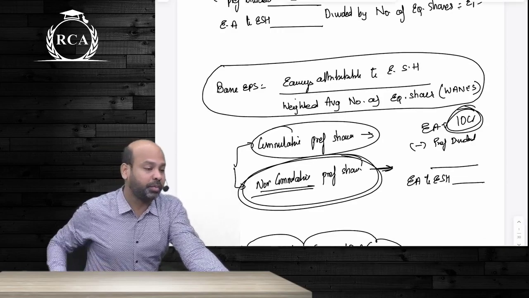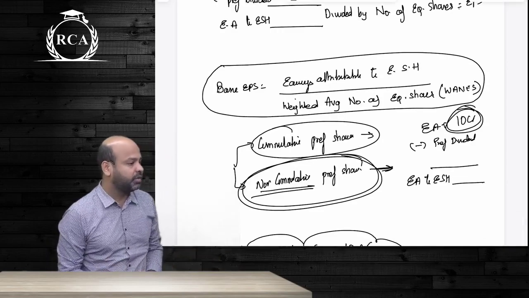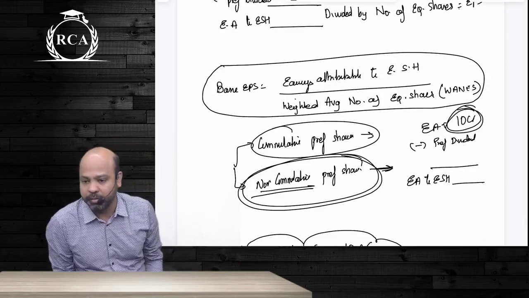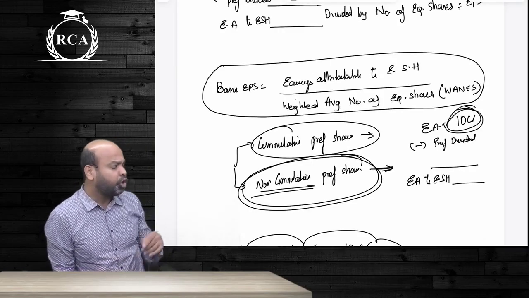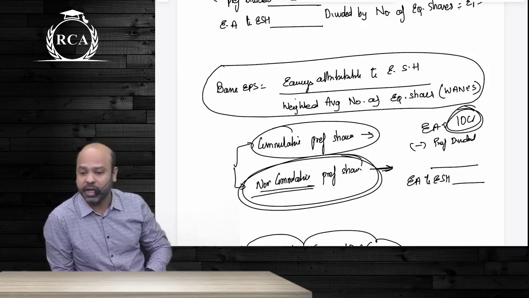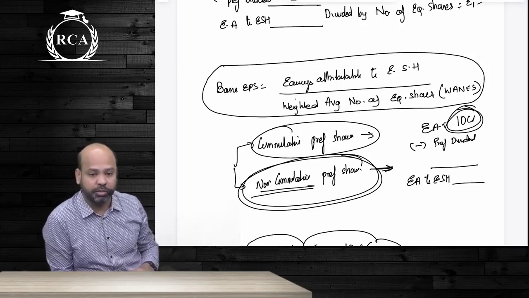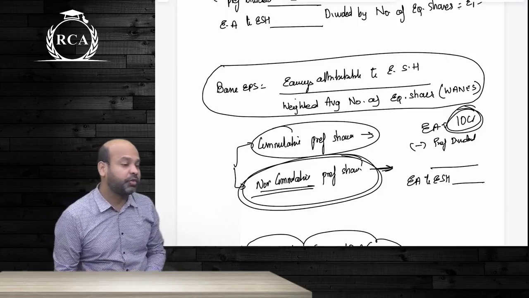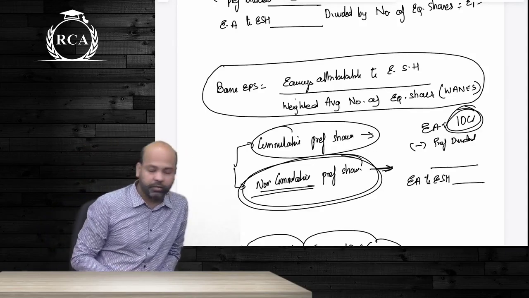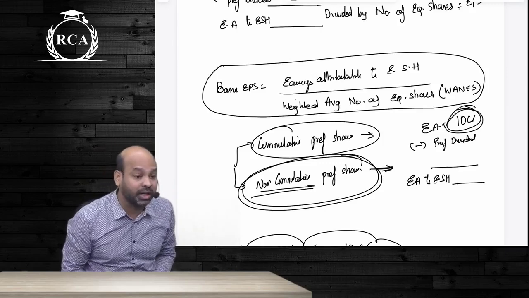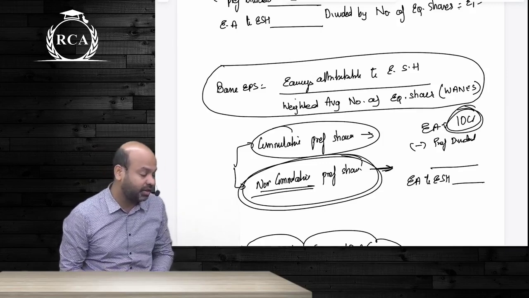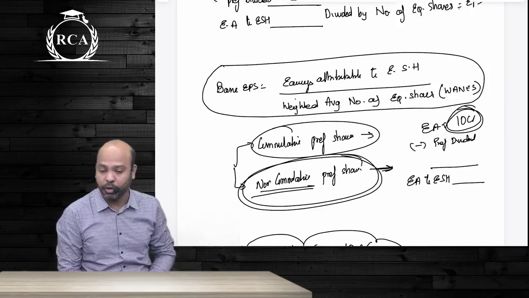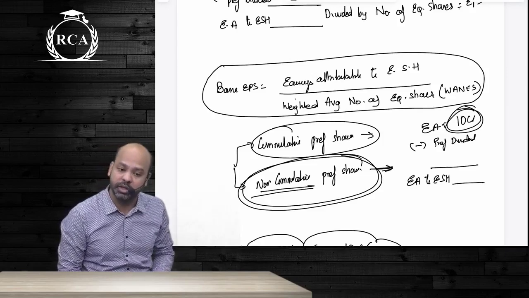To compute your basic EPS, beta, you will write earnings attributable to equity shareholders divided by weighted average number of equity shares. Talking about the numerator, AS-20 tells us that the amount of profit that is attributable to equity shareholders should be from the viewpoint of AS-5, which means we should take both net profit, guys, from ordinary as well as extraordinary activities into consideration. Doesn't make a difference whether it is ordinary or whether it is extraordinary. Entire profit as per AS-5 should be taken into consideration.